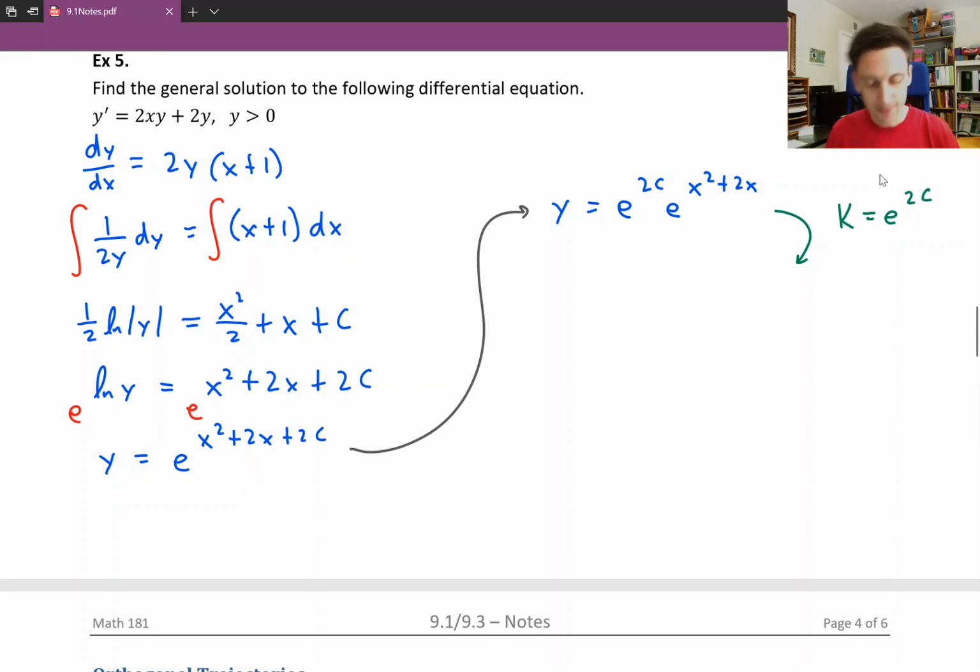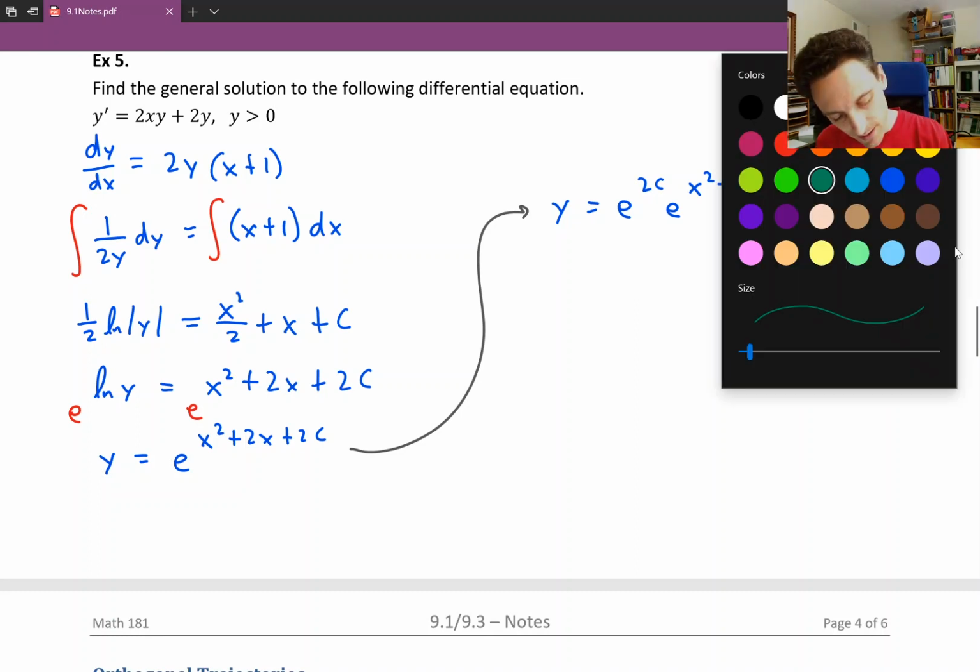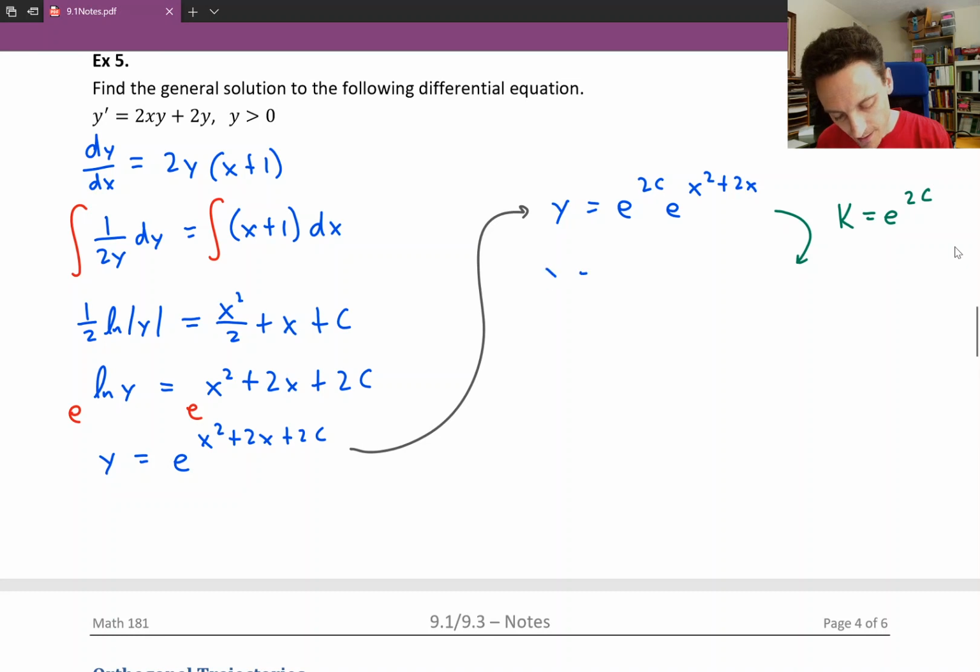k is just some other letter that represents a constant. Some people, when they're writing this out, instead of writing e to the 2c, will just write c, which is a little bit sloppy because you're using the same variable c to mean something else in your solution. But some people do it nonetheless. They just say e to the 2c, that's a constant, I'll just call that c. But here we're going to be nice and use a different letter. So we have k equals e to the 2c. So y equals k e to the x squared plus x.